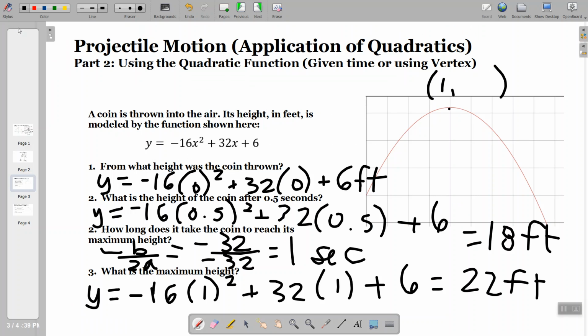Okay, so those are some examples of types of problems where I either give you a time to plug in, an input like an x value, and you just substitute it in to find y. Or if that point happens to be at the maximum point, then you can use that shortcut negative b over 2a to find the x value at the vertex, and then plug that in to find the maximum height.